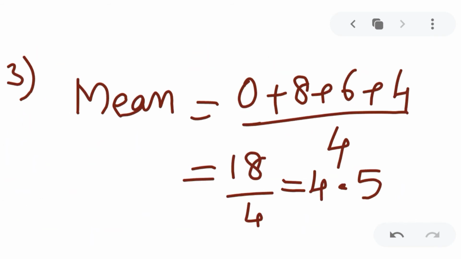So the mean of B: total score, that is the score in all the 4 games, 0, 8, 6 and 4. Sum is 0 plus 8 plus 6 plus 4. Total number of games are 4. So 18 by 4 is 4.5.